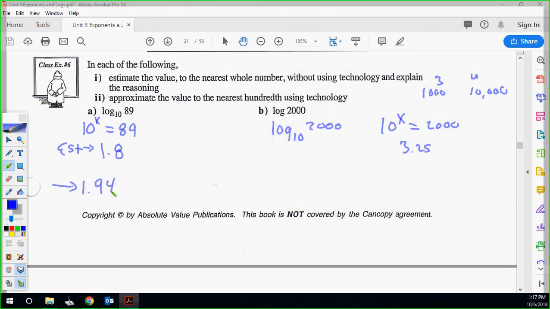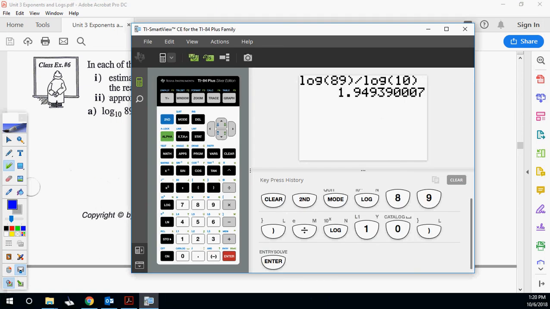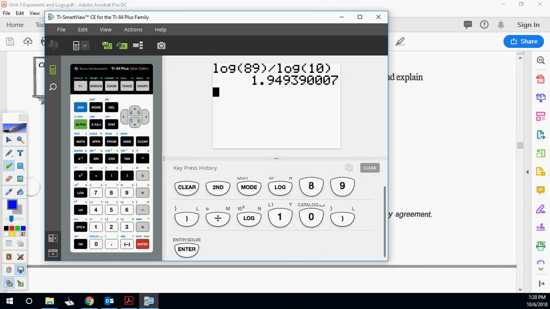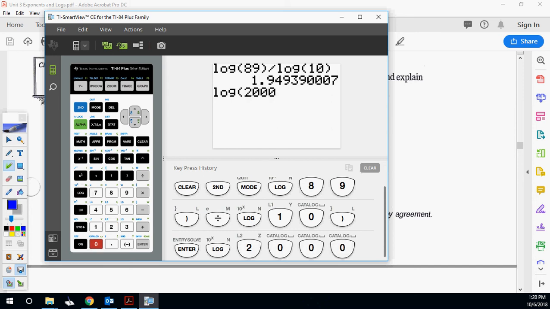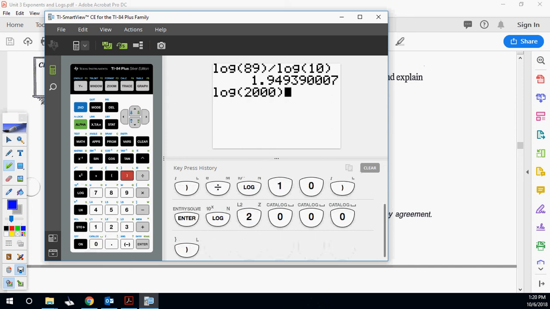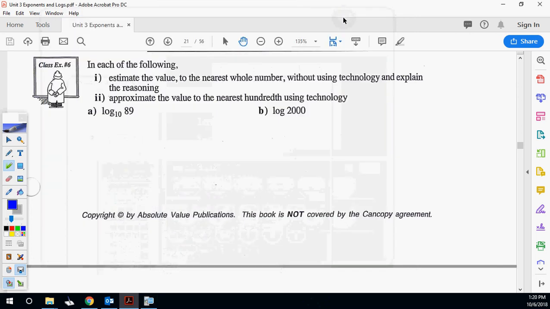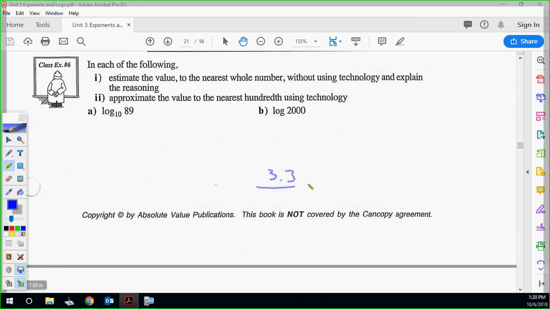Okay, and then I got to take this off now. We'll do the second one. The second one is log 2,000 divided by log 10. And 3.3, and I had 3.25 as my educated guess, so not too bad. So 3.3 would go right here, is the actual, using technology, that's what you'd get for this one. Okay, awesome. All right, moving on.